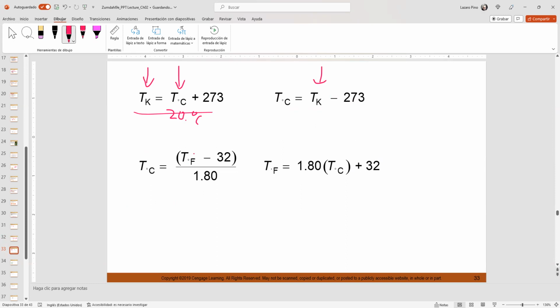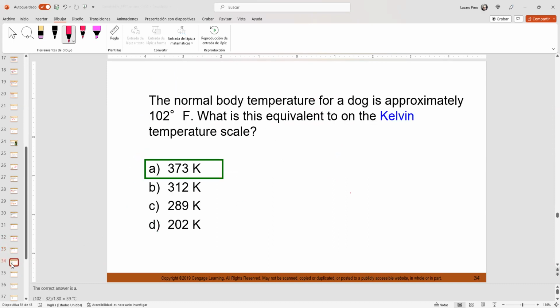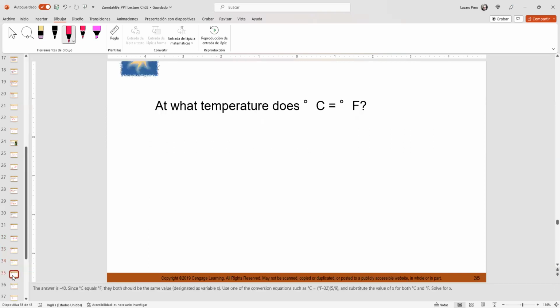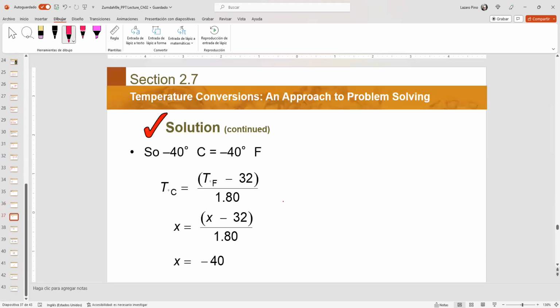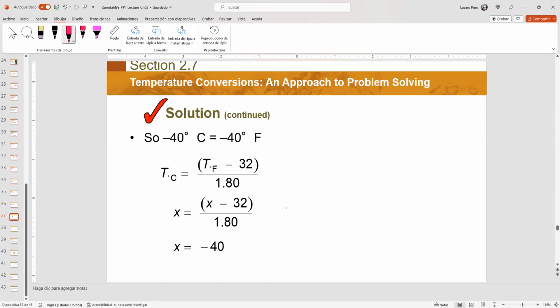If you want to go from Fahrenheit to Celsius, you have to use this equation, or the opposite. If you want to go from Celsius to Fahrenheit, you have to use this equation. Here you have a question. You can stop the video and you can see the answer. Okay, let's continue. Here we have some other conversions that you can use. You can stop the video.